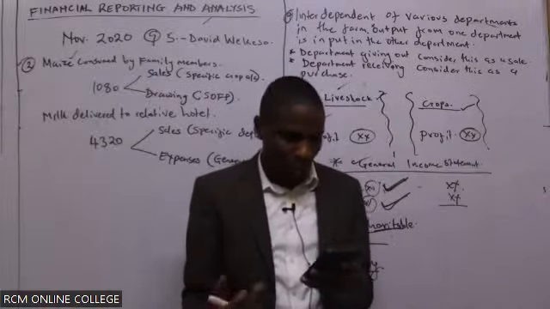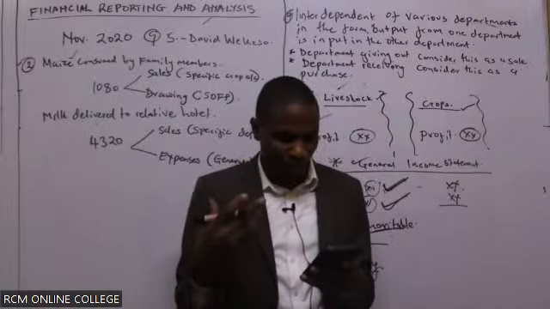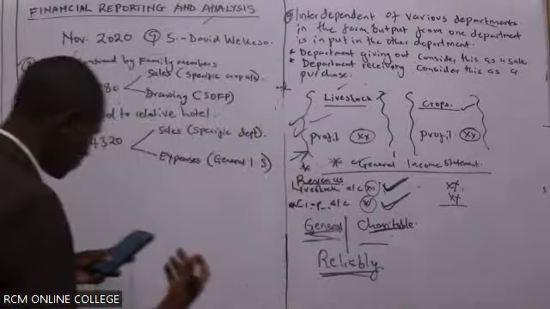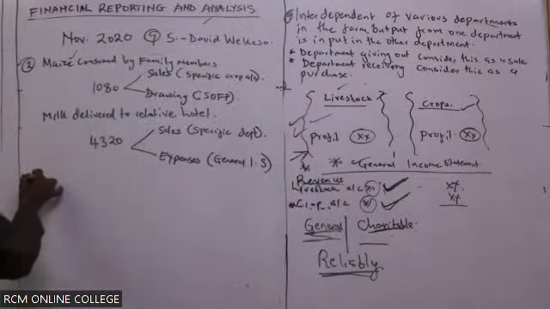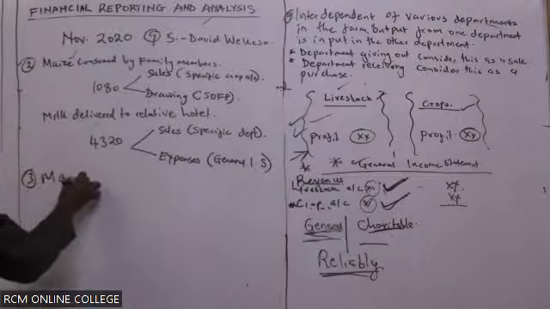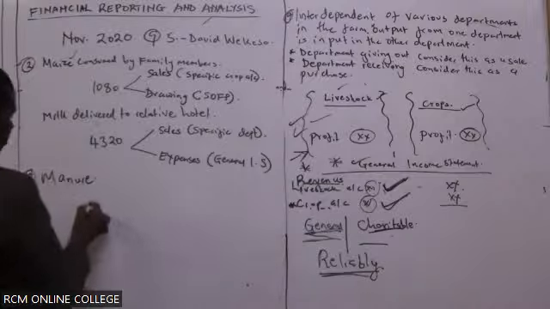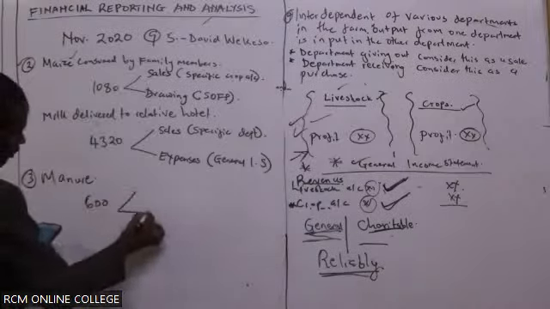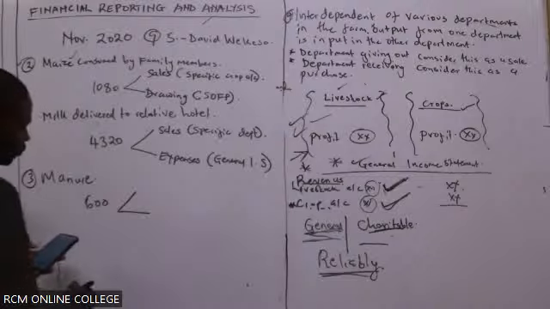Now we go to the next item. Manure valued at 600 was removed from the cow shed and used. So manure. So this is number 3. This manure is valued at 600. So two things are involved.